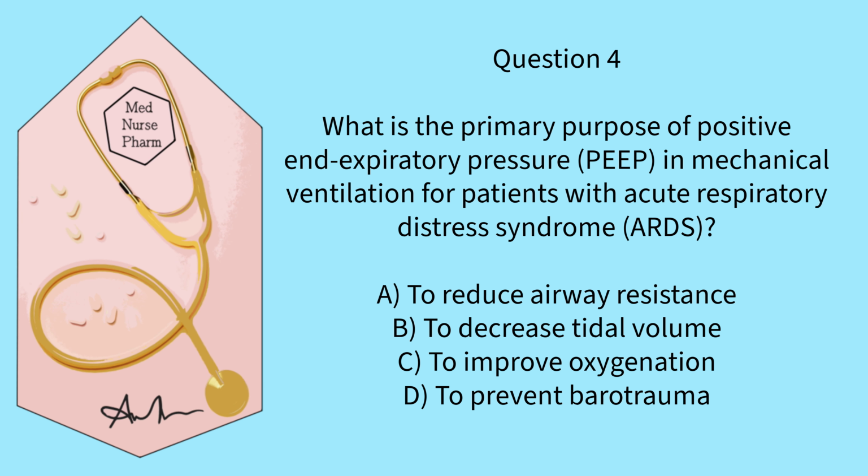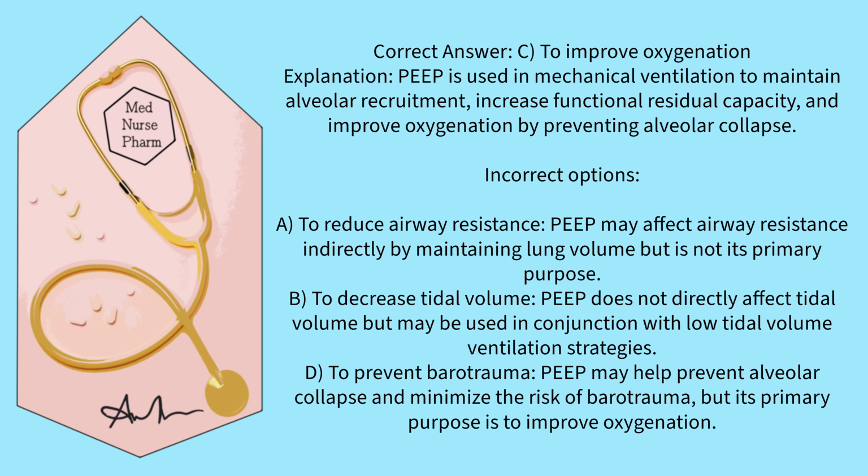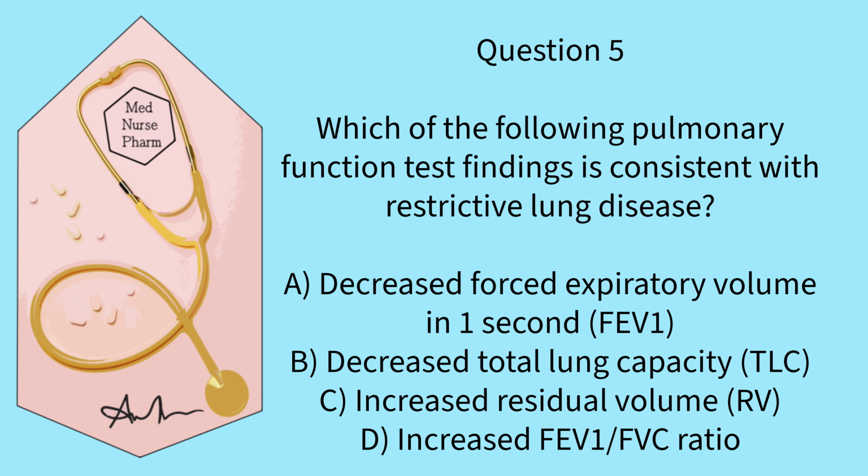Question 4. What is the primary purpose of PEEP in mechanical ventilation for patients with ARDS? To reduce airway resistance, to decrease tidal volume, to improve oxygenation, to prevent barotrauma. Pause the video and select your answer. If you chose option C, you are correct. To improve oxygenation. PEEP is used in mechanical ventilation to maintain alveolar recruitment, increase functional residual capacity, and improve oxygenation by preventing alveolar collapse.